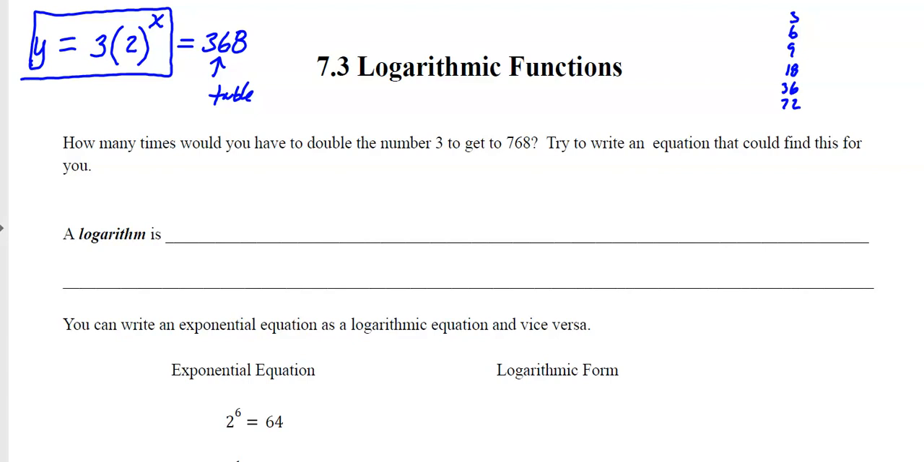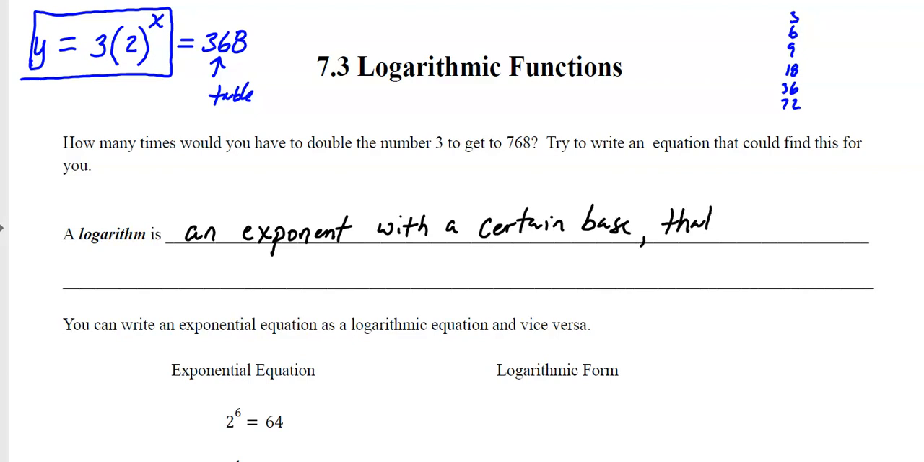So basically, a logarithm is an exponent with a certain base that gives a value. And we can write exponential equations as logarithmic equations and vice versa. We can go back and forth. So this is one of the more important pieces of today.